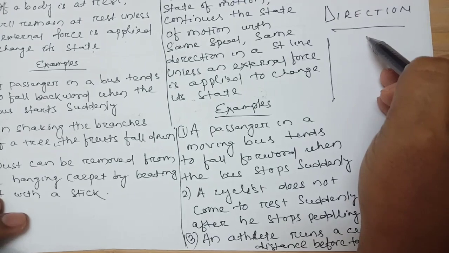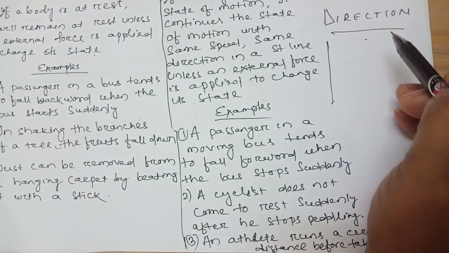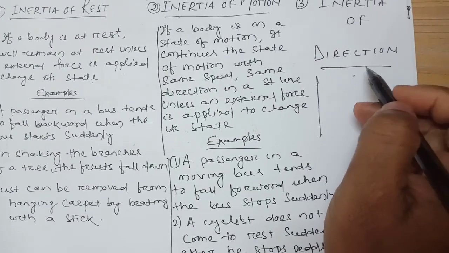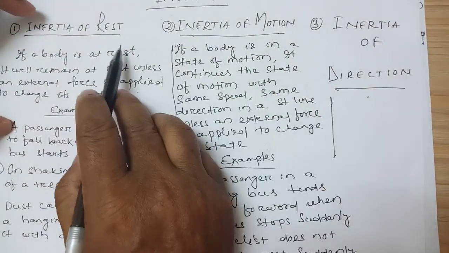Now come to inertia of direction. Inertia of direction means when a force is applied, the body changes direction. Okay, this is inertia of direction. That is very easy, not in your course. So you have to read inertia of rest and inertia of motion.